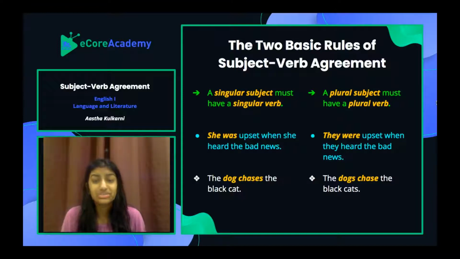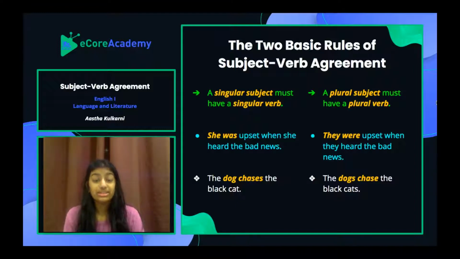So let's go into some examples just so you get a better understanding. The one on the left says, she was upset when she heard the bad news. She is a singular subject. It's one person. So we're going to use a singular verb for that, which would be was.